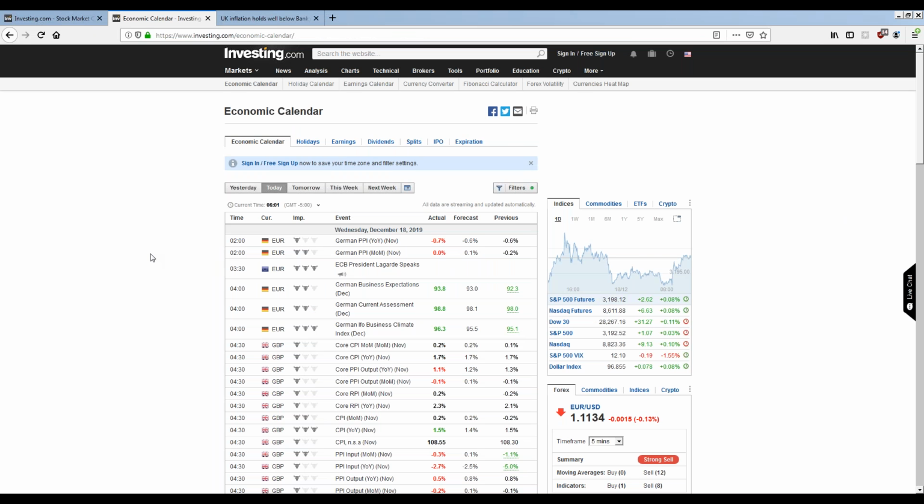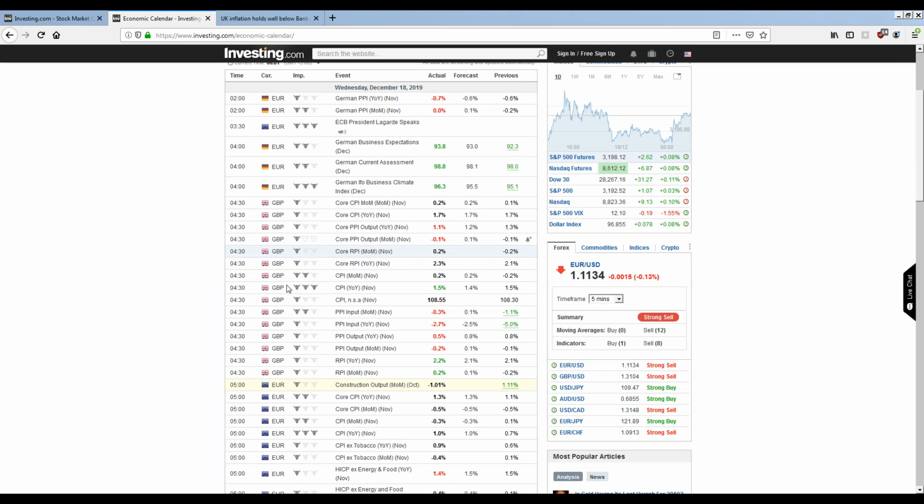What else do we see? Great Britain pound had some announcements today already. What do we get? Core PPI numbers, worse than expected. Core PPI month over month, worse than expected. Actually went negative.